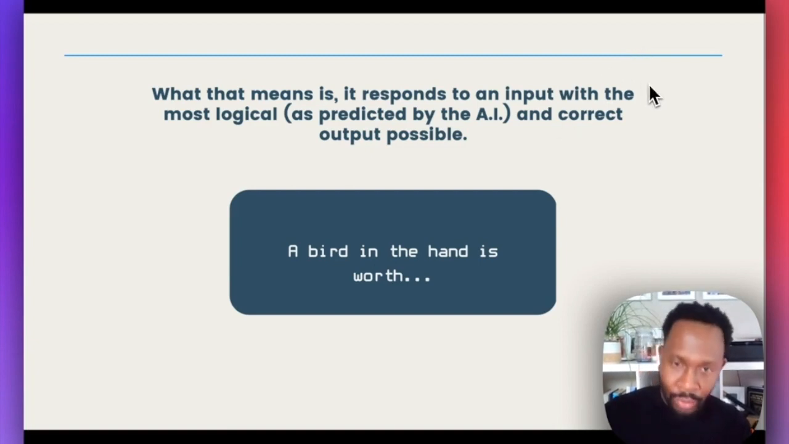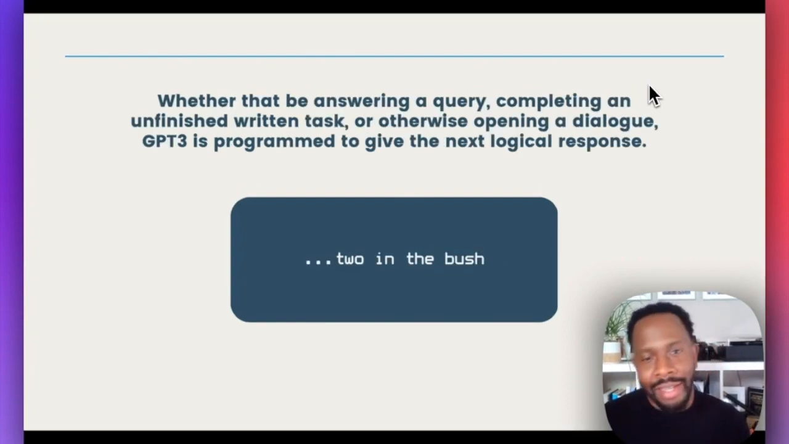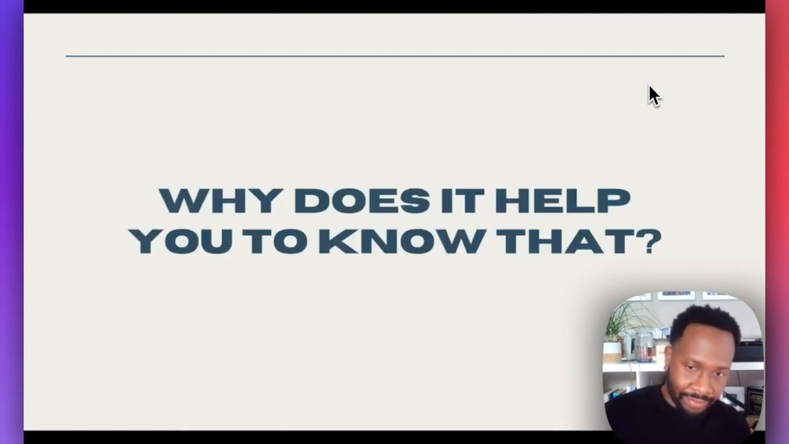So, "a bird in the hand is worth", and it's going to go into its database of information, knowledge, and understanding of language, and try to piece together the next words that should come in sequence. "Two in a bush." Somewhere in its database it found information related to this frequent metaphor, these words put together, and that's how it produced its results.